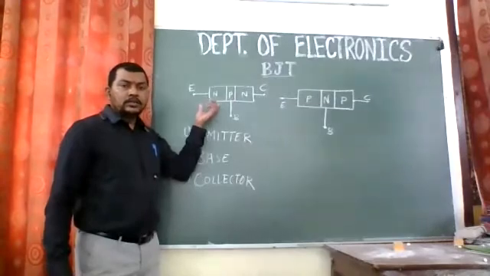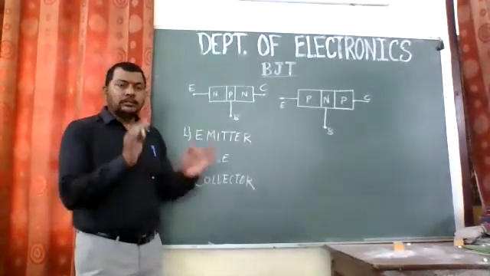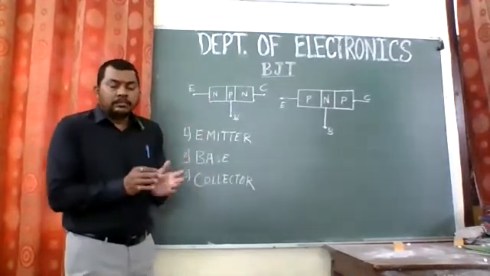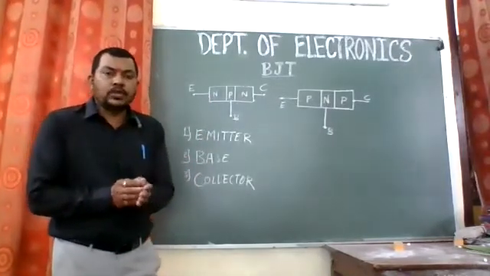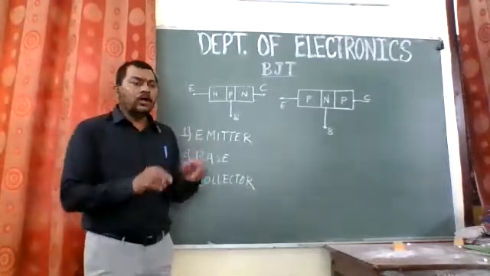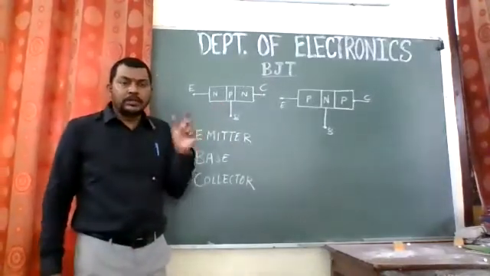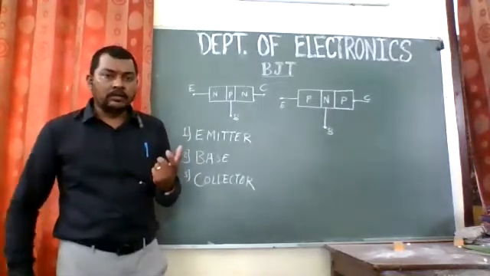So the emitter is the moderate region. Moderate means in between the collector and the base. With respect to collector and base, the area of the emitter is moderate, meaning in between, and it is very heavily doped.